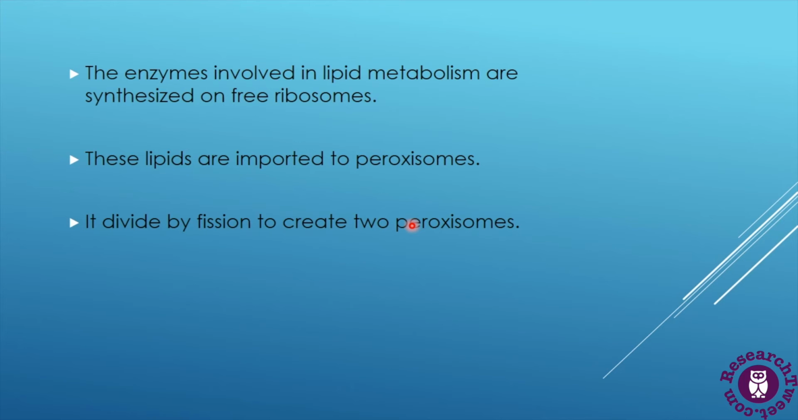So this process needs a variety of enzymes for its completion, and these enzymes are synthesized on free ribosomes, because as we know, ribosomes are known as the protein factory of the cell, and the enzymes are also proteinous in nature. So the free ribosomes, which are present in the cytoplasm of the cell, synthesize these enzymes, and later on these enzymes are imported into the peroxisomes.